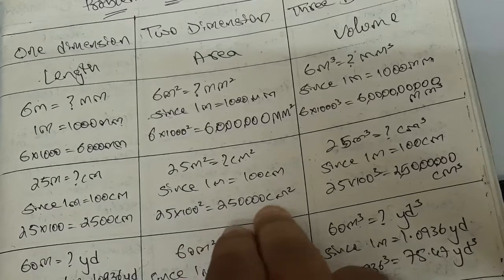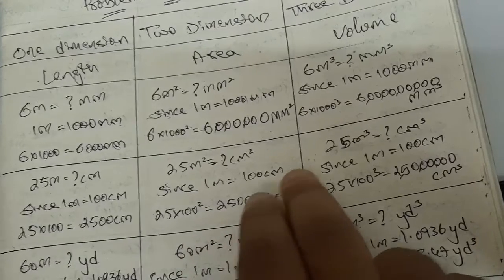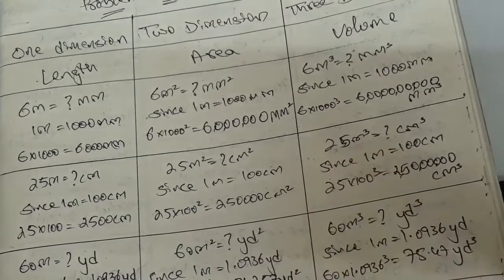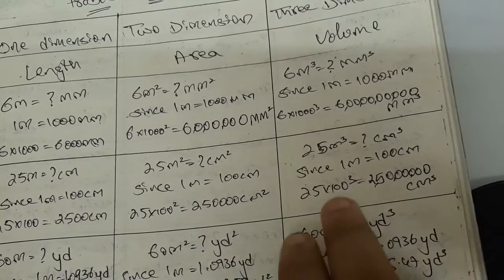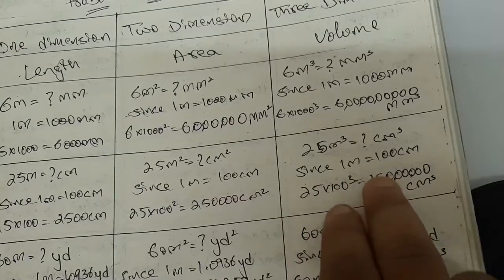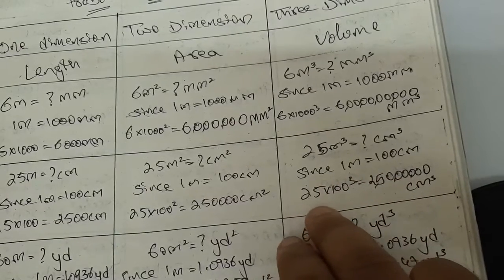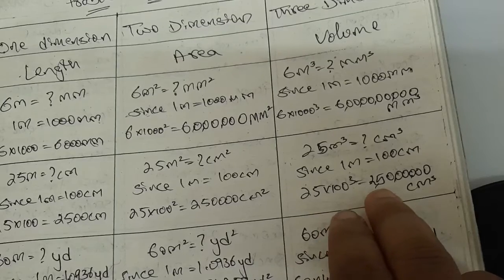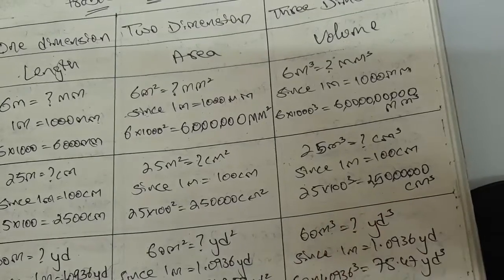250000 centimeters square. Now in the three dimension we have 25 meter cube is equal to how many centimeter cube? Since 1 meter is equal to 100 centimeter, we multiply 25 with 100 cube, which gives us 25 into 10 to the power of 6 centimeter cube.